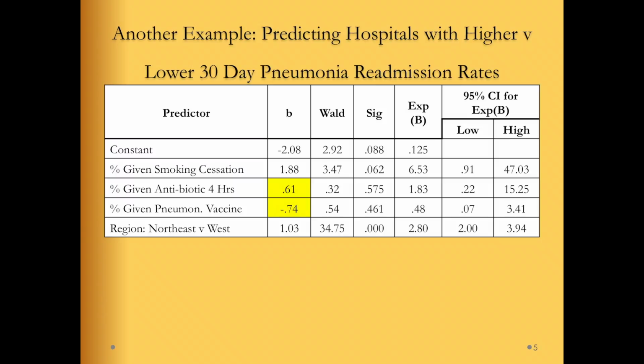Also note that the predictors with positive B's have odds ratios greater than 1, even though they're not significant, and would generally be thought of as risk factors if they had been significant. And predictors with negative B's have odds ratios less than 1, and they would generally be thought of as protective factors if they are statistically significant.